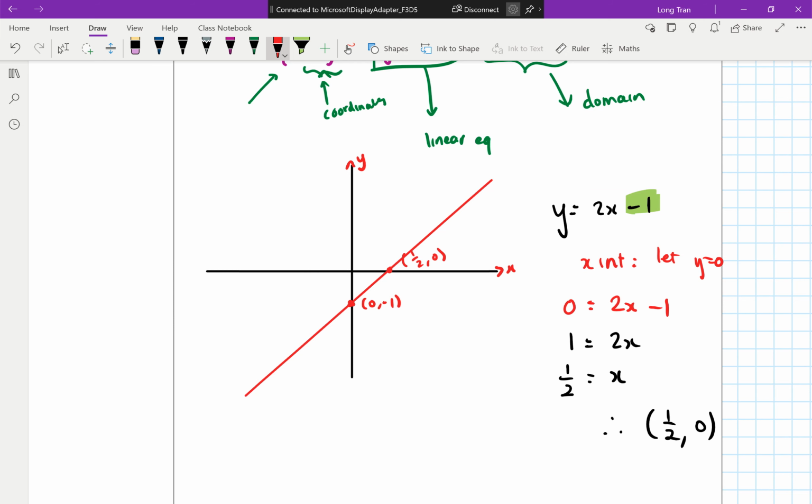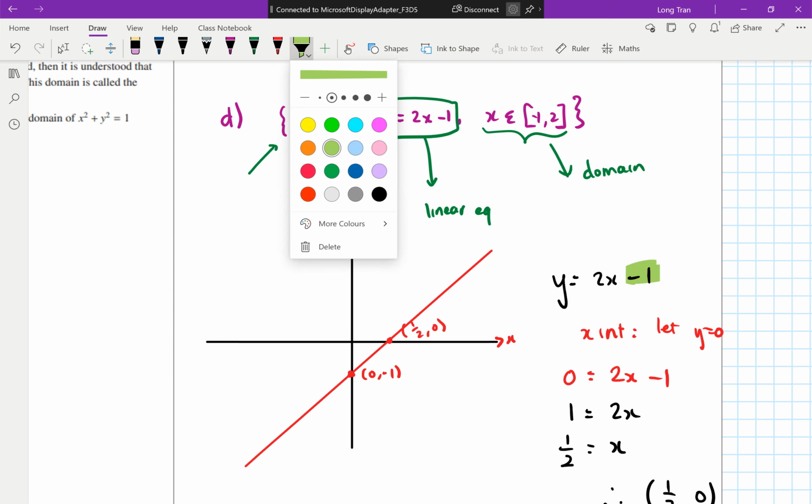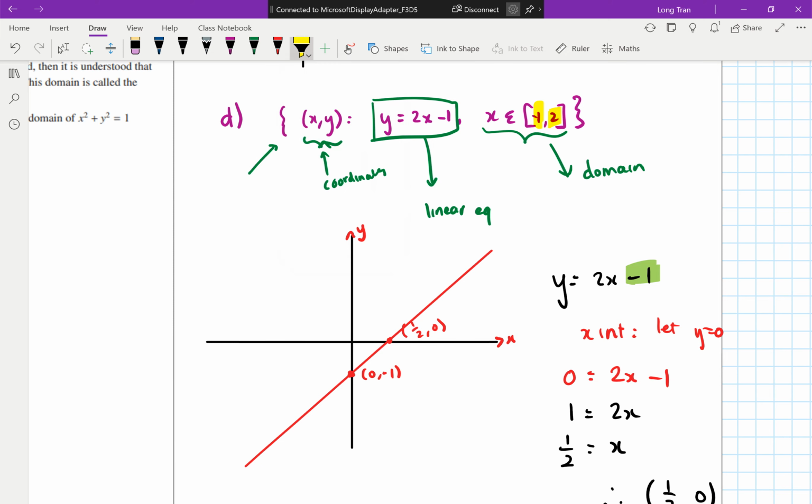Why? Because they told me the domain, the x-axis is not infinite. I don't go all the way to the negative, and I don't go all the way to the positive. I can only go between -1 to 2. So that means somewhere over here I need to cut off the line. The line only stops as soon as it gets here, so I can't draw this part. This part doesn't exist, because it says I only want x equals -1.